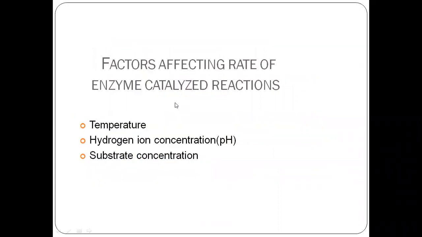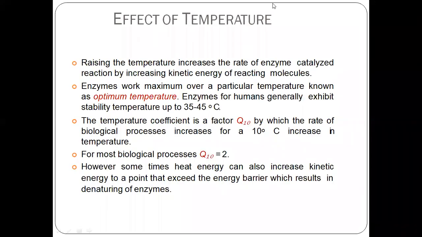Let us see what are the factors that influence these enzyme catalyzed reactions. Basically, there are three factors: temperature, pH, and the substrate concentration. Let us see one by one. Let us see first the effect of temperature. We all know in a simple catalysis also, if there is a 10 degrees rise in temperature, the reaction rate doubles or triples. That is known as the temperature coefficient.